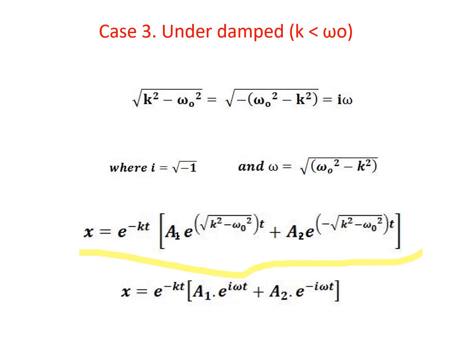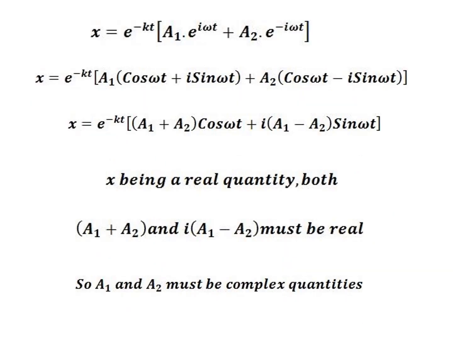Now in this equation 3, which represents the complete solution of a damped harmonic oscillator, instead of these terms root of k squared minus omega 0 square, you substitute the value i omega. Therefore, the equation becomes x is equal to e raised to minus kt into a1 e raised to i omega t plus a2 e raised to minus i omega t. Hope you remember the expansion of e raised to i theta, which you had studied in your maths classes. That is, e raised to i theta is equal to cos theta plus i sin theta.